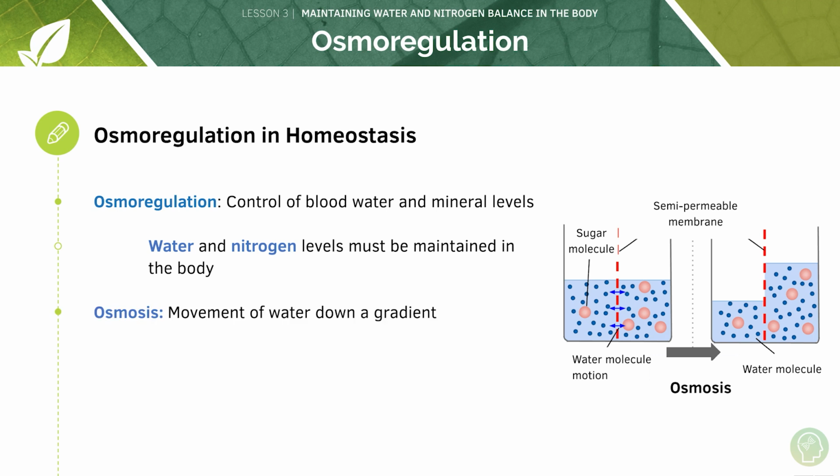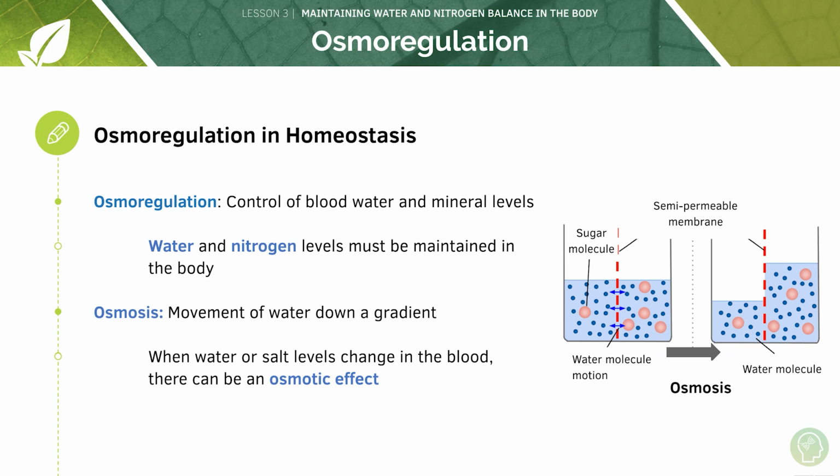Osmosis is defined as the movement of water down a gradient. And when water or salt levels change in the blood, there can be an osmotic effect. This means that osmosis occurs and there is a movement of water down its gradient.